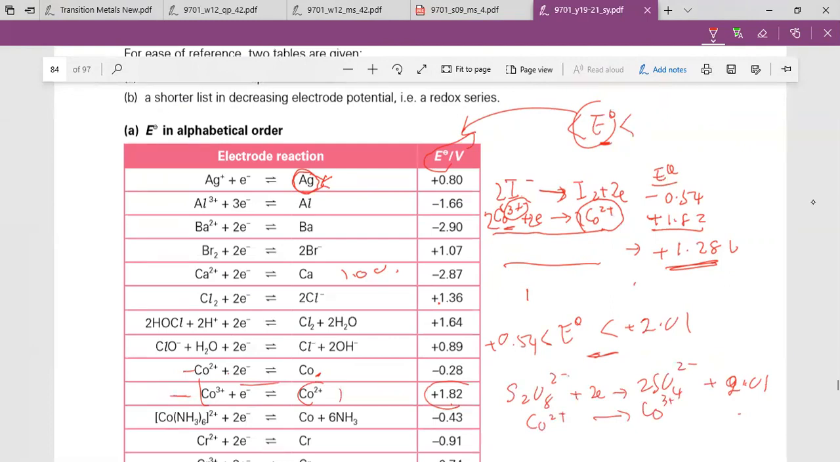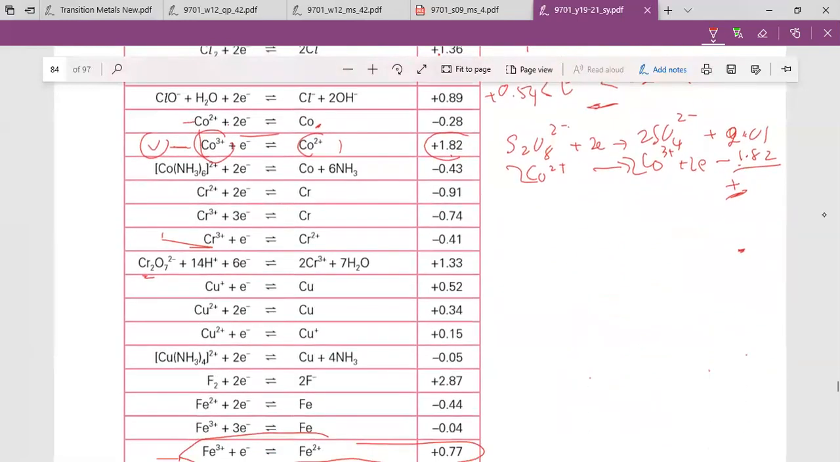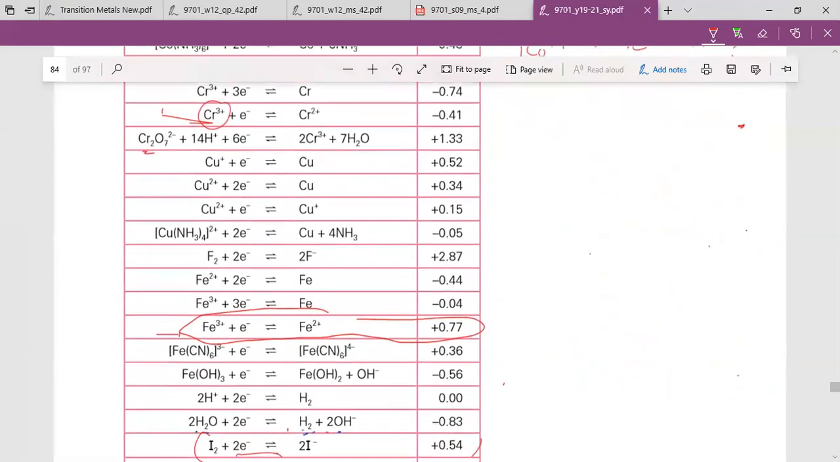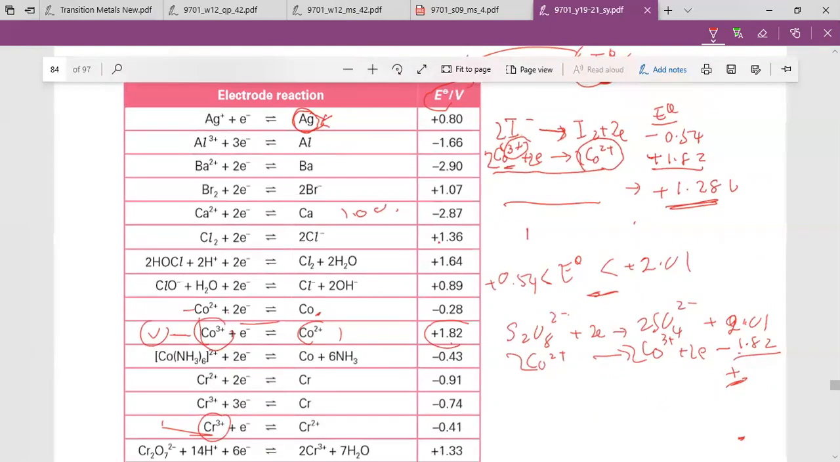this will be minus 1.82. You still get a positive overall value, isn't it? So this can. The E0 value can. Now how about this one here? Chromium 3 plus, minus 0.41, cannot. Why? Because it must be bigger than 0.54, so cannot.